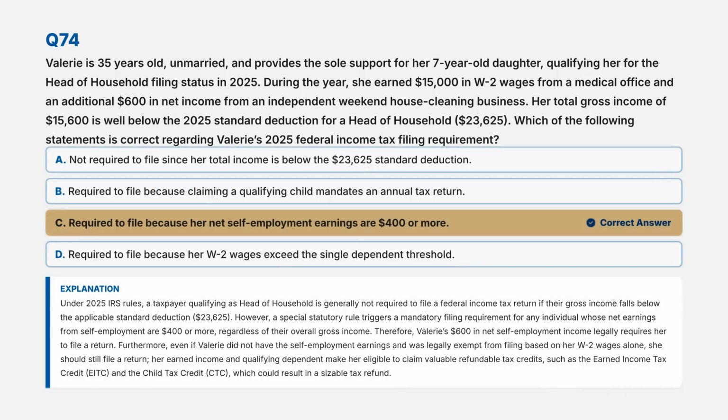The correct answer is C. Required to file because her net self-employment earnings are $400 or more. Under 2025 IRS rules, a taxpayer qualifying as head of household is generally not required to file a federal income tax return if their gross income falls below the applicable standard deduction, $23,625.